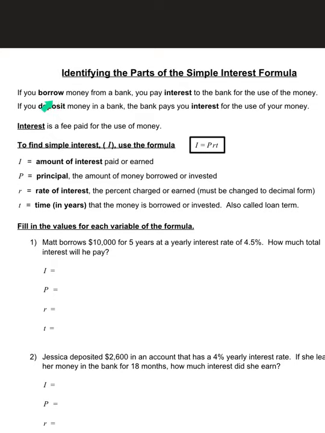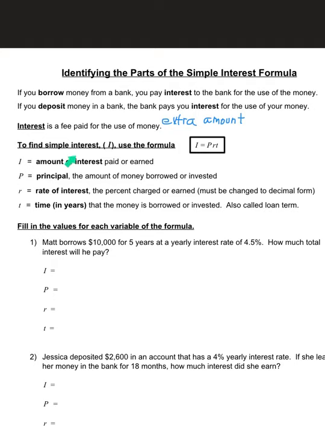Now, if you borrow money from a bank, you pay interest to the bank for the use of their money. They don't just give you money for free. You have to pay an extra amount back. If you deposit money in the bank, so if you put it into a savings account, the bank pays you interest for the use of your money because you're putting your money in the bank, so your money gets circulated from there. Now, interest is a fee paid for the use of money. So that's going to be an extra or an additional amount.